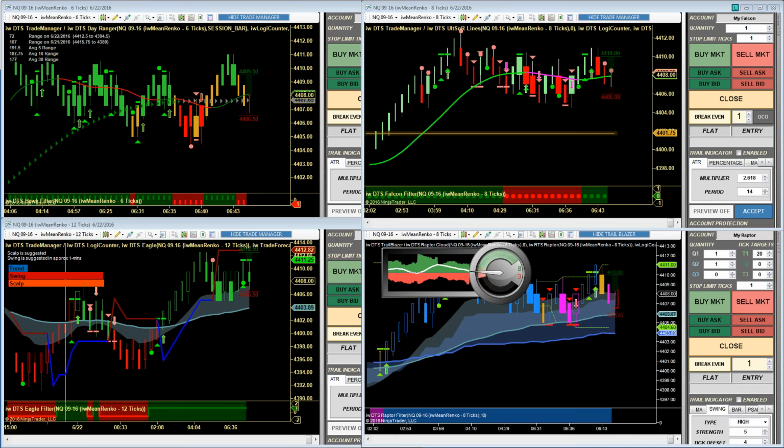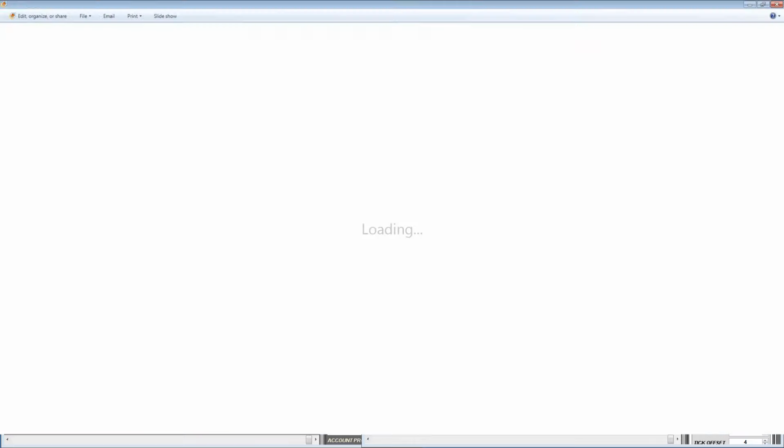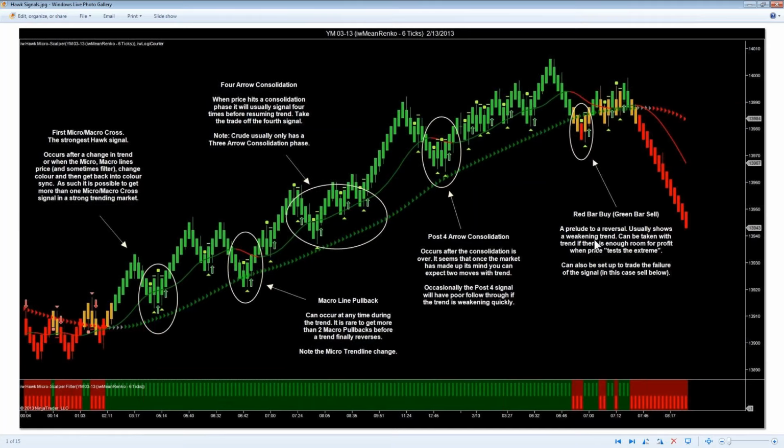Where did I put it? There it is. So here, for instance, is what we call the cheat sheet for the Hawk Micro-Scalper. These are the 5 high probability signals that we tend to focus on. So the first one I already pointed out to you is the first micro-macro cross. So we're just waiting for the micro line to cross the macro. Everything comes into sync. We generate a signal.